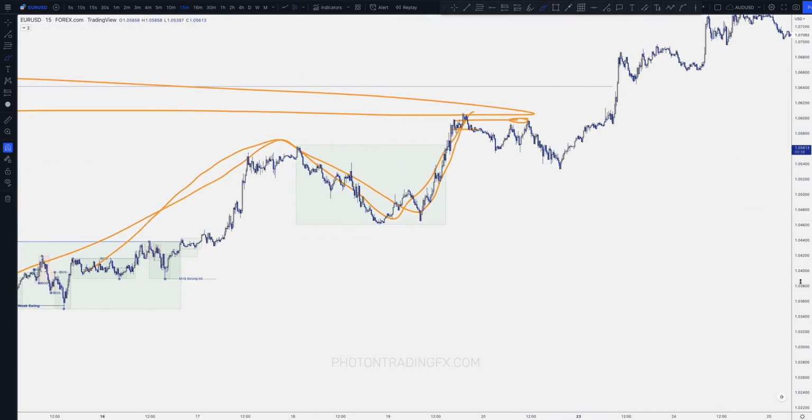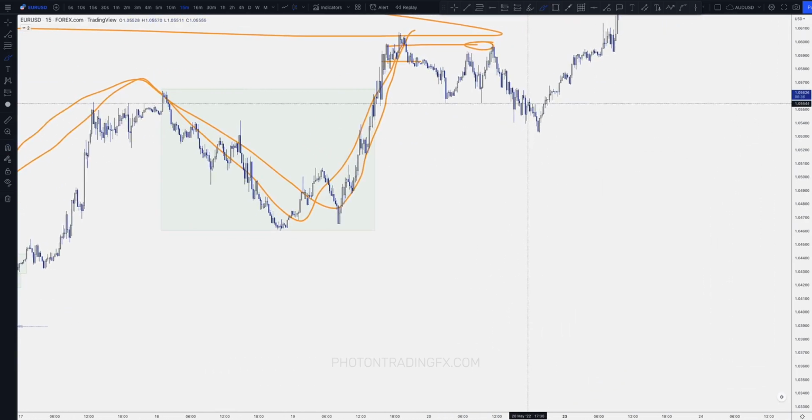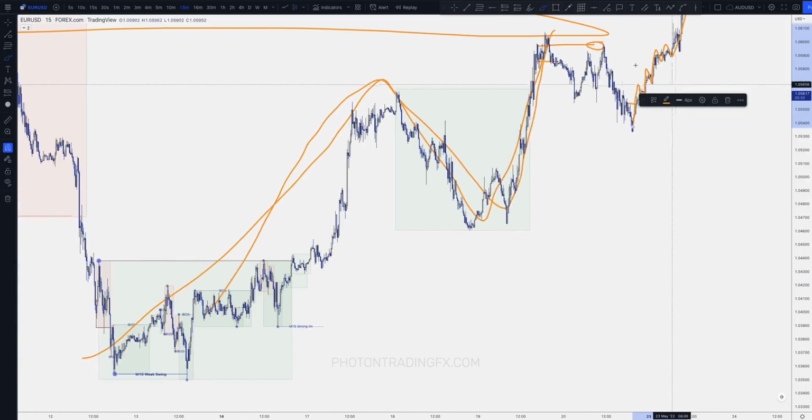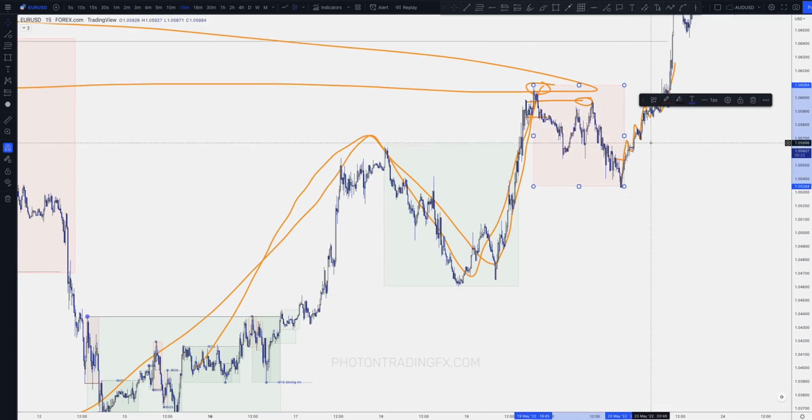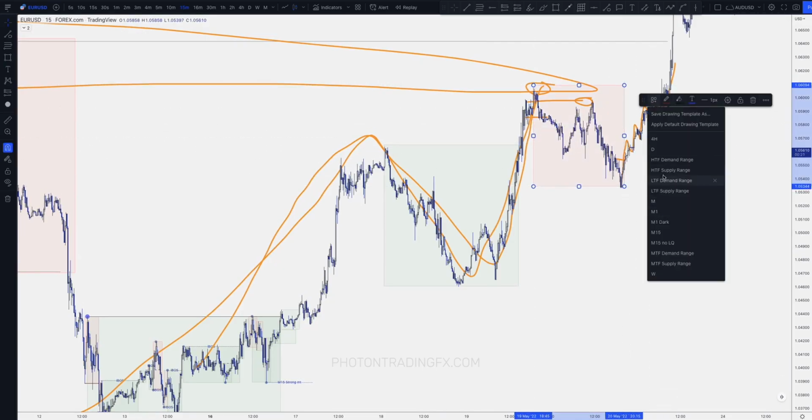So if we zoom into the M15 and we start to get those breaks of structure and disruption of the order flow in the M15, and then that order flow holds, we can start to look for longs to potentially anticipate that we're going to take out that weak 4-hour internal high. And then that would be your 4-hour next internal demand range.